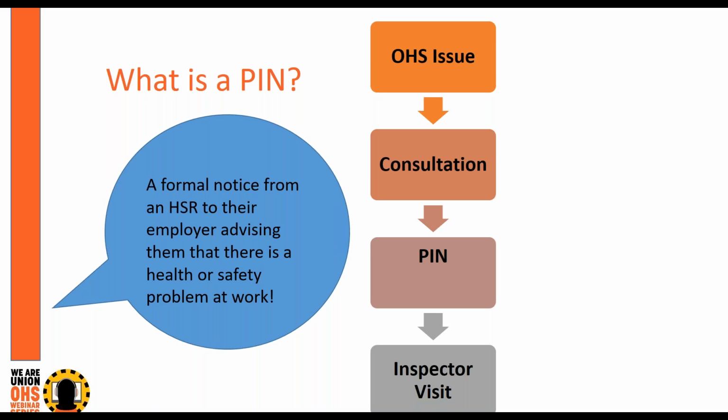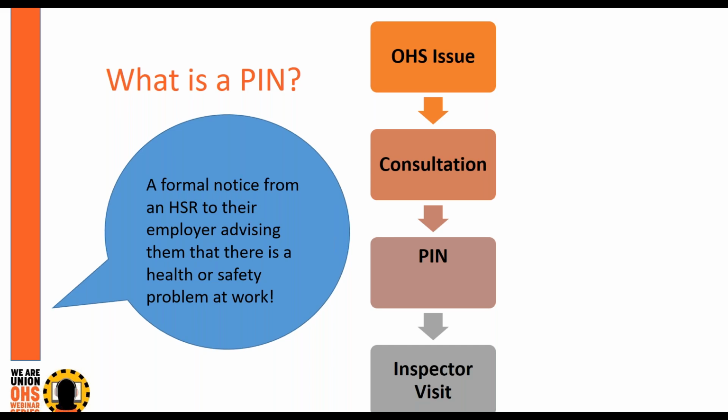So for the 71% of you, a PIN is a provisional improvement notice as per Victoria's Occupational Health and Safety Act. Under the Act, an elected health and safety rep has the right to issue a person with a provisional improvement notice if a person is contravening any provision of the OHS Act or any of the regulations, or if they've contravened them and it is likely that the contravention will continue or be repeated.